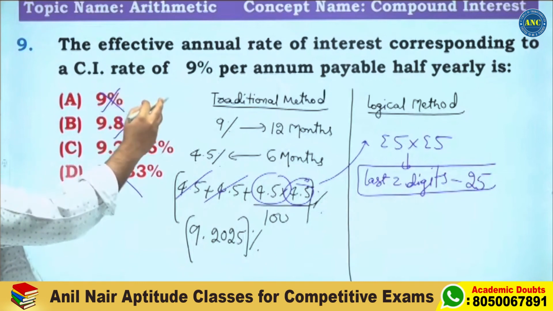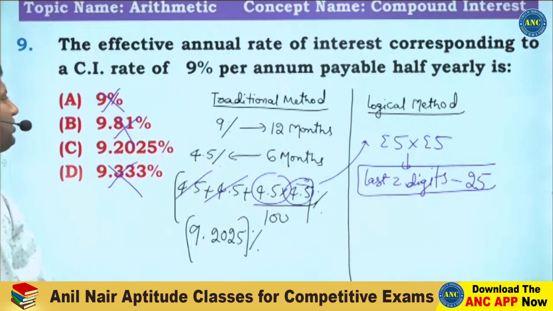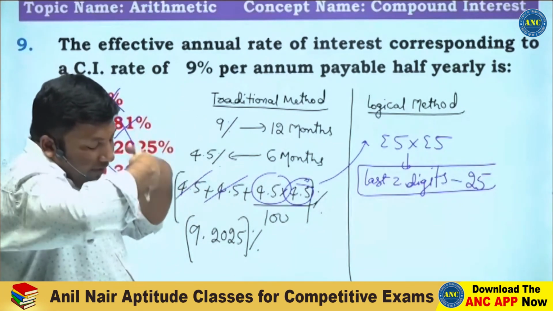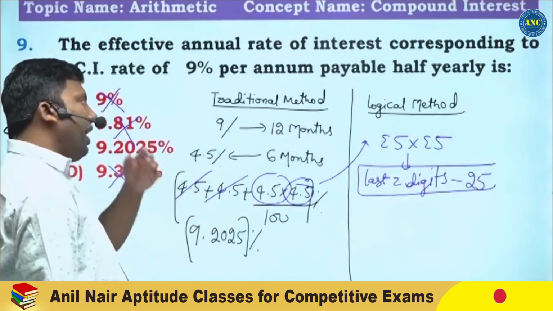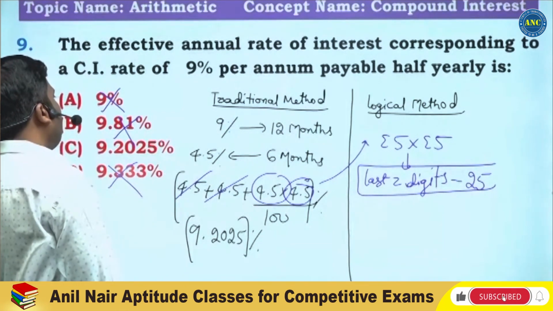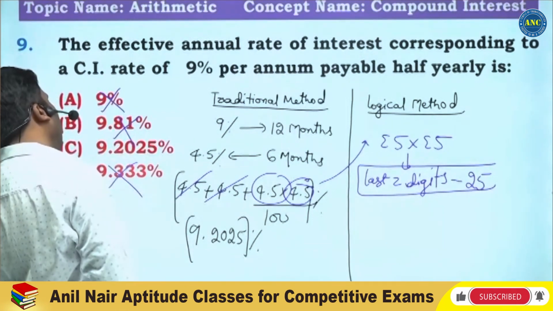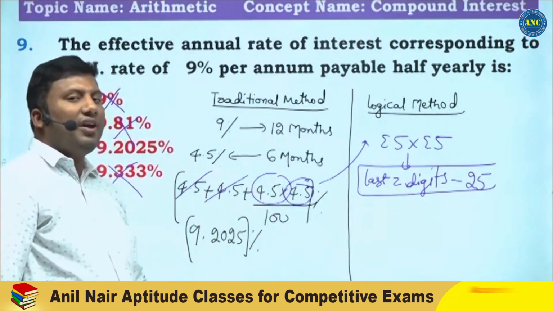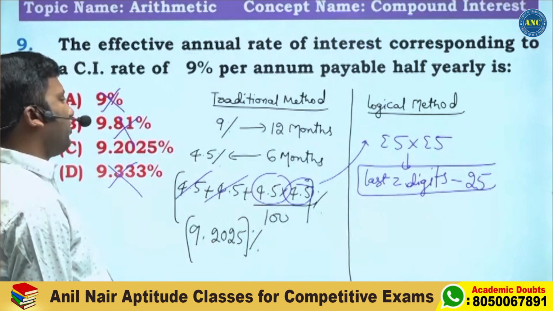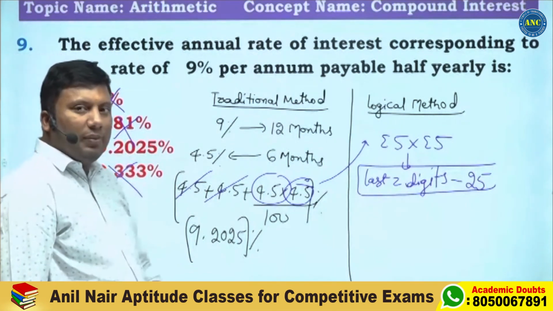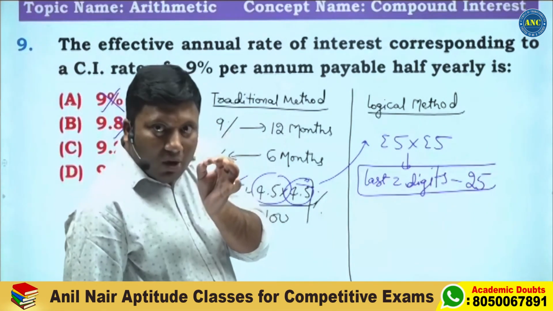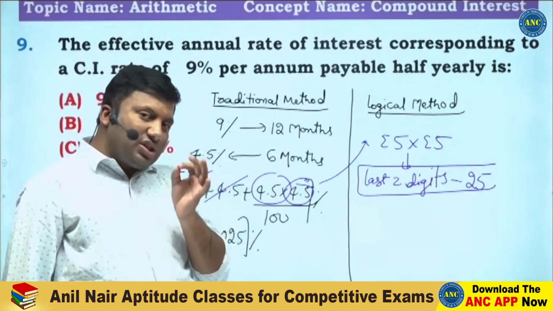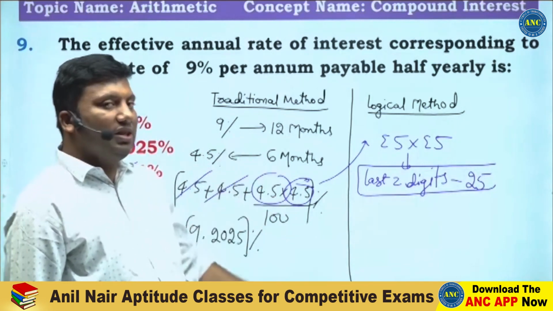Anyway, 9 percent is for 12 months. Instead of giving 9 rupees at the end of the year, if I divide it into 2 equal installments for 6 months, the answer will be just greater than 9. So the first option is eliminated. Last 2 digits will be 25. Idea clear? Even the smallest of the concepts which I discussed in number system will be of extreme help to you when you are solving these problems.